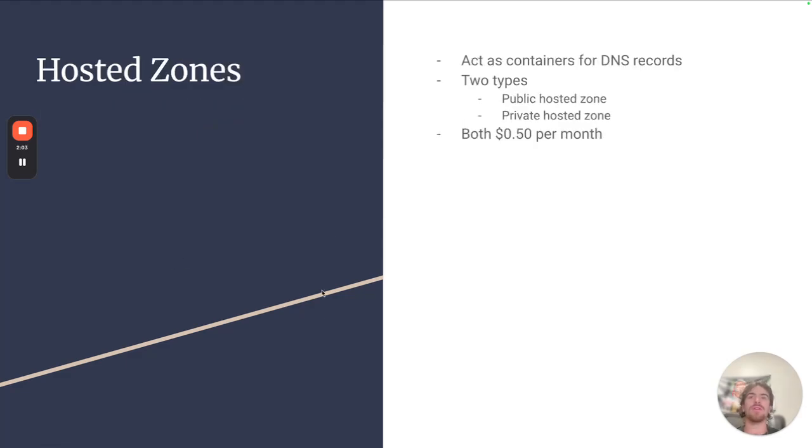Next, we have hosted zones. In Route 53, hosted zones act as containers for DNS records. There are 2 main types. You have your public hosted zones, which handle domains accessible on the public internet, such as app.mydomain.com. And then you have private hosted zones, which are used inside one or more AWS VPCs, usually for internal applications like api.company.internal. Each hosted zone costs about 50 cents per month, so they're both affordable and easy to manage.